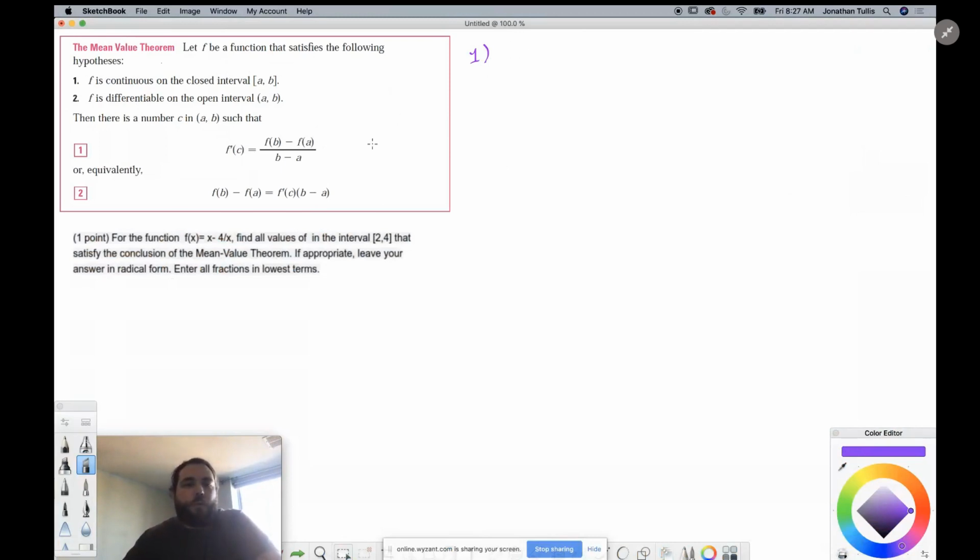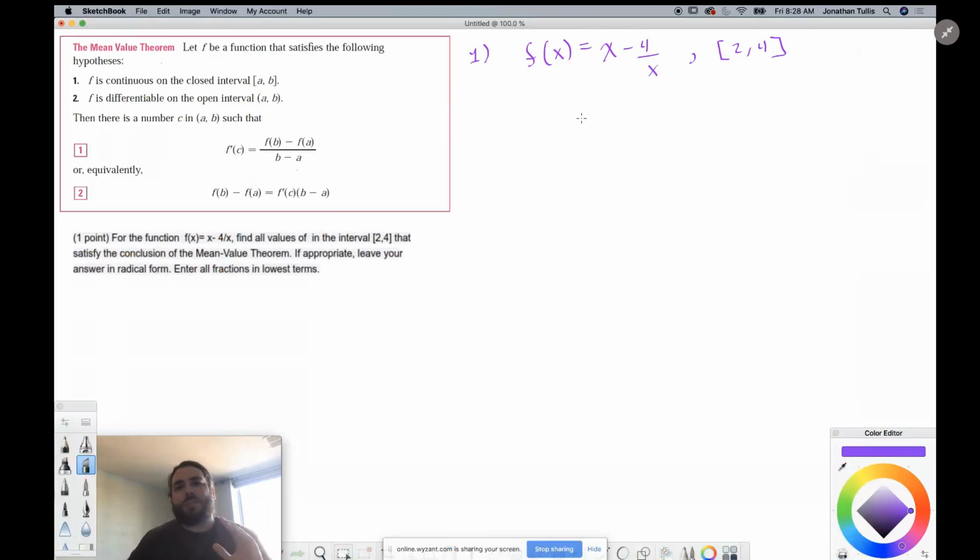Okay, but really this problem is quite simple. You just follow the rules that were given to you in the book. This is from the Stewart Calculus book. And so you look at the first thing: f is continuous on the closed interval. So our function f is x minus 4 divided by x, and our interval is [2, 4].